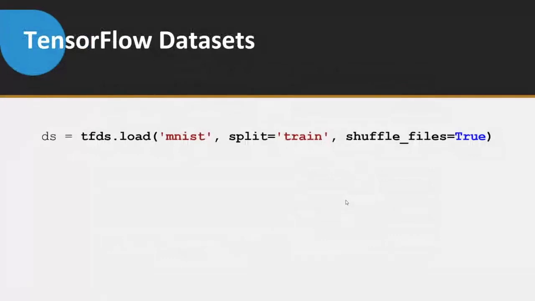So here's how we load it. We say our data set is equal to tfds.load MNIST, which is the one I showed you. Split, we're going to take out the training in this case. And shuffle files equals true. So just like a pack of cards, we're going to shuffle the deck.